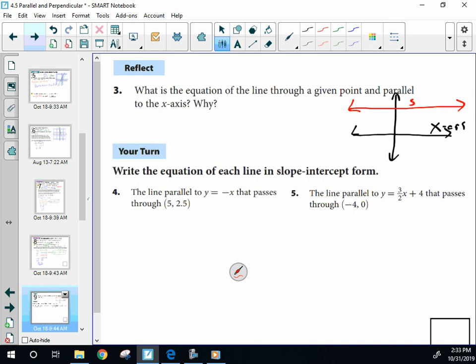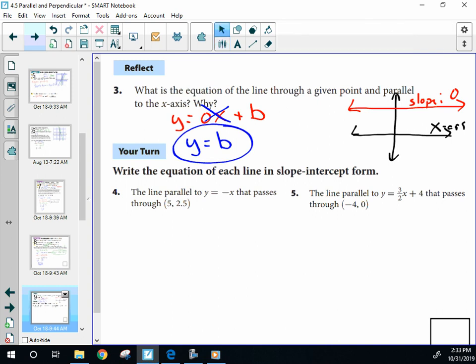It's 0. The slope of this line is 0, which means if I write my equation, I get y equals 0 times x plus b. Well, 0 times any number is what? 0. So this is going to cancel out. What am I left with? Y equals b. So if I ever have a horizontal line, the equation is always going to be in the form of y equals b.